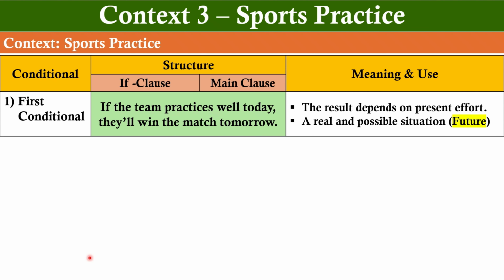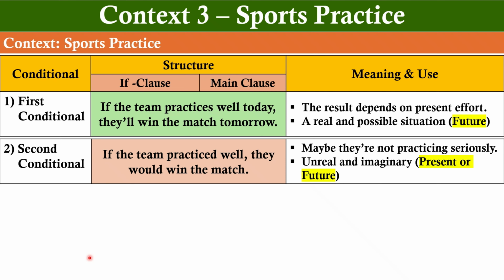Now, compare that to the second conditional. If the team practiced well, they would win the match. Now, this is less certain. Maybe we see that the players aren't taking practice seriously, or we doubt their chances. That is, we don't think they will win. We are imagining a different reality. We are just imagining what would happen if they put in more effort. This expresses an unreal or hypothetical situation in the present.